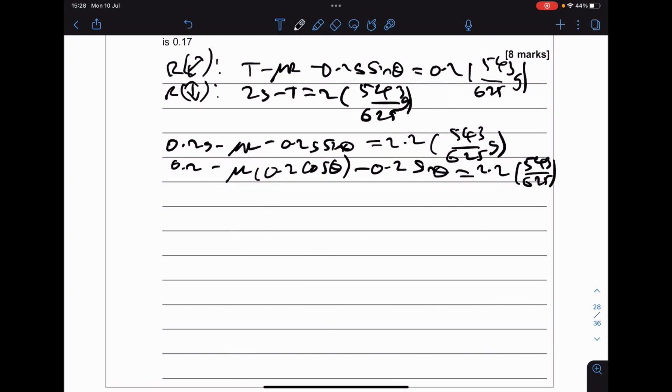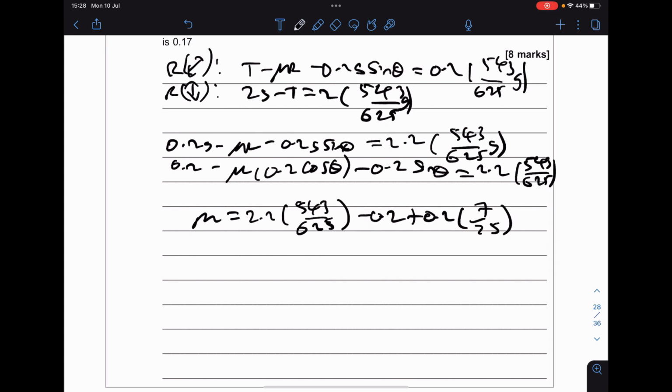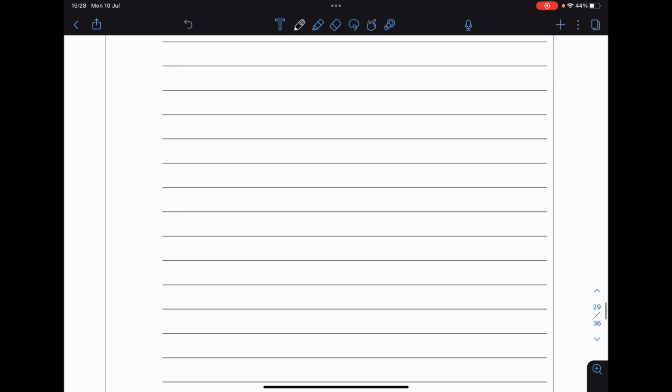So we can just find mu by dividing everything over. It's going to be 2.2 times 543 over 625 minus 0.2 plus 0.2 lots of 7 over 25, divided by 0.2 times 24 over 25, and I hope that gives me 0.17, which it does. Cool. Do enjoy these mechanics questions from time to time.